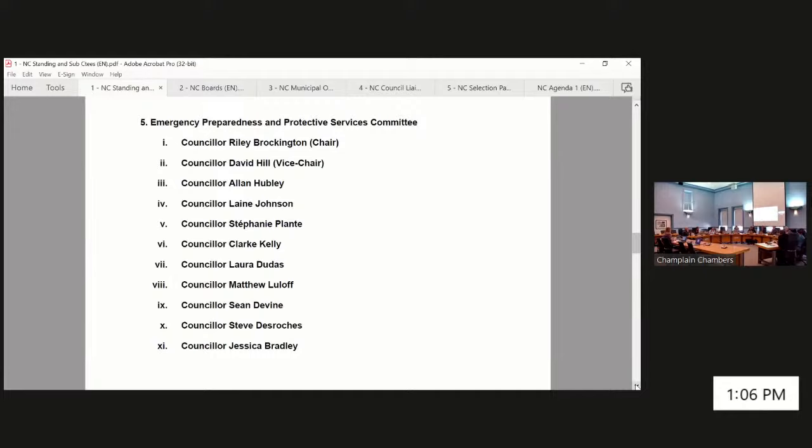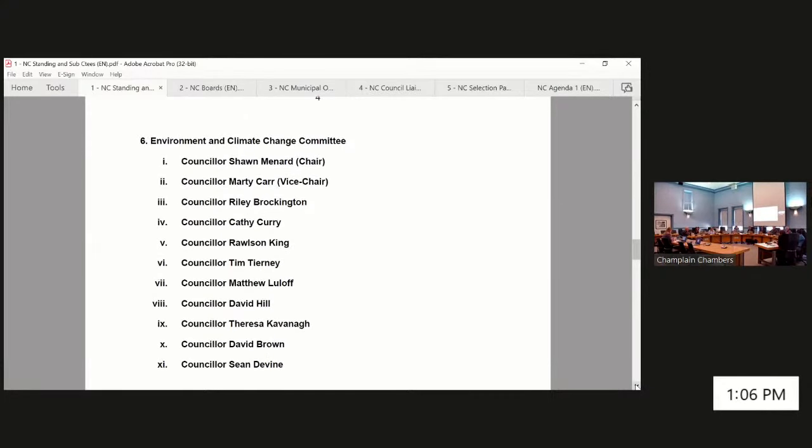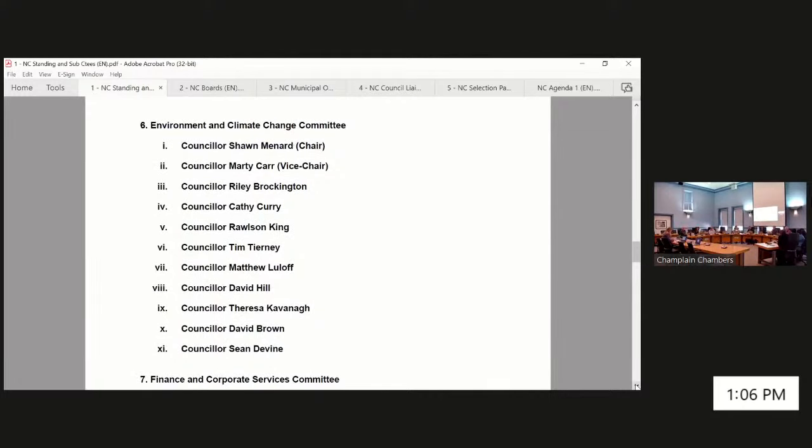Committee 5, Emergency Preparedness and Protective Services Committee, Councillor Brockington is Chair, Councillor Hill is Vice Chair, Councillor Hubley, Councillor Johnson, Councillor Blunt, Councillor Kelly, Councillor Dudas, Councillor Luloff, Councillor Devine, Councillor DeRoche, and Councillor Bradley. On to Committee number 6, Environment and Climate Change Committee, Councillor Menard as Chair, Councillor Carr as Vice Chair, Councillor Brockington, Councillor Curry, Councillor King, Councillor Tierney, Councillor Luloff, Councillor Hill, Councillor Kavanaugh, Councillor Brown, and Councillor Devine.